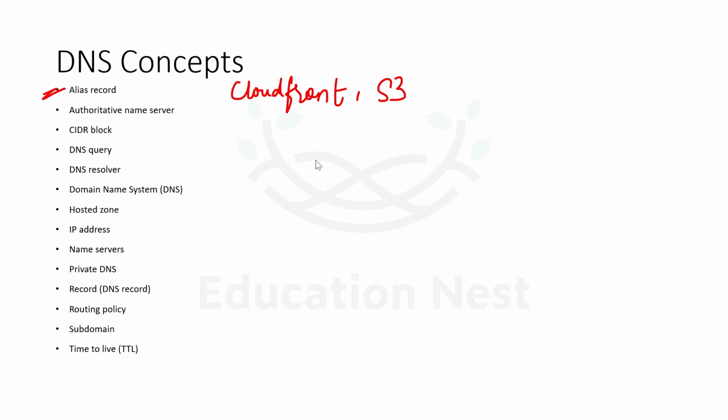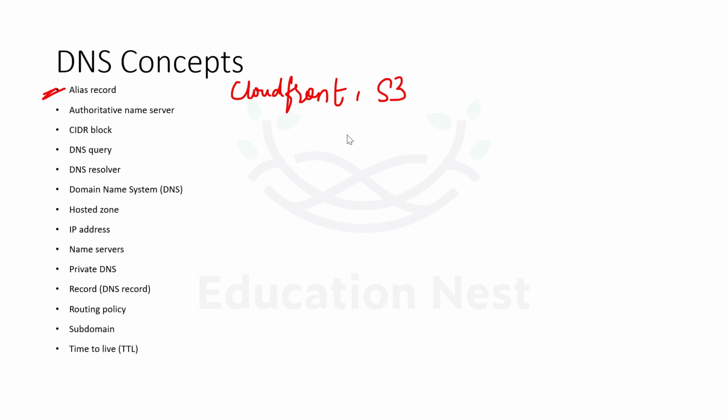That resource can be anything: CloudFront distribution, ELB, S3. Unlike a standard record that contains an IP address, the alias actually points to the AWS resource. And it is automatically updated by Route 53 when the IP address of the resource changes. This means that you don't need to manually update your DNS settings every time you make changes to your AWS resource.